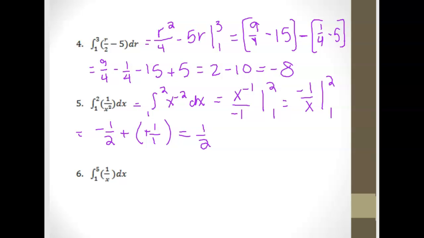Why is it plus 1? Because this is negative 1. So if you plug in a 1, you get negative 1 over 1. But then again, the formula is f of b minus f of a. So the minus and minus turns to a positive.